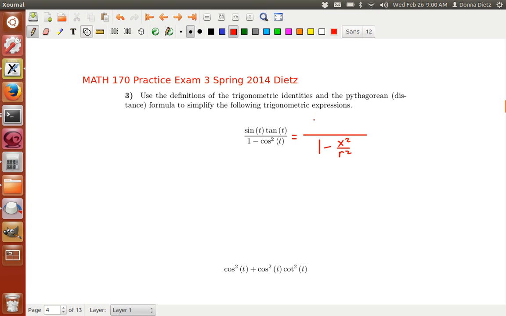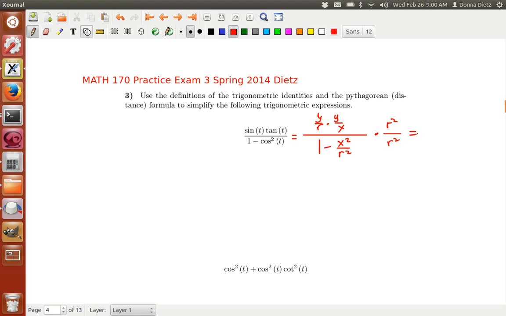Okay, sine is y over r. Tangent is y over x. Cosine is x over r. So all we're going to do is reduce this. The first thing I'm going to do is multiply by r squared over r squared, because what I want to get rid of is this denominator in the denominator. I don't like stacked denominators. Who likes stacked denominators? Not me. Okay, so let's do that.